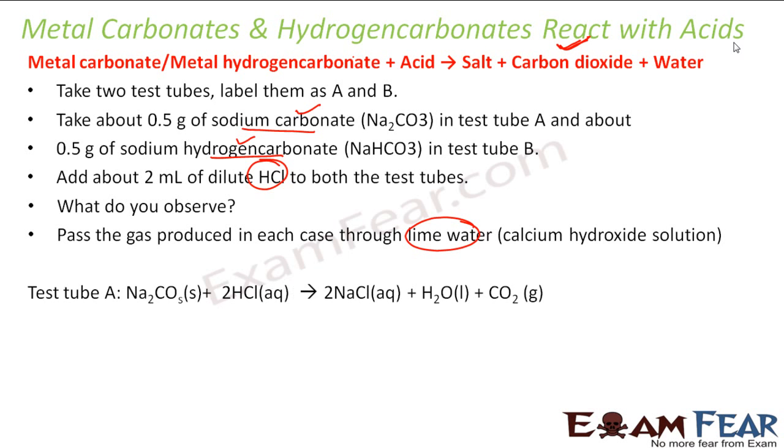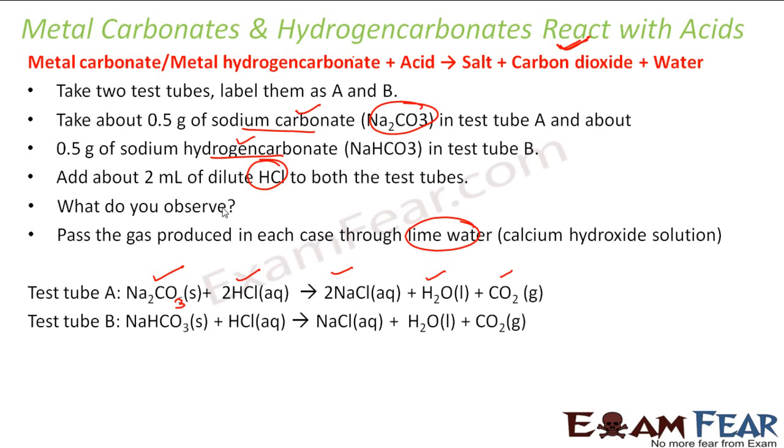The reaction in test tube A, where we have sodium carbonate: Na2CO3 (solid) plus HCl gives NaCl plus water plus carbon dioxide. For test tube B, we have sodium hydrogen carbonate plus HCl gives NaCl plus H2O plus CO2. First you just write all this, and then you can do the balancing of the equation as we have done in the first chapter, where we learned how to balance a chemical reaction.